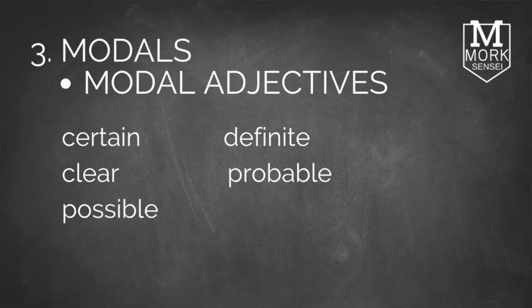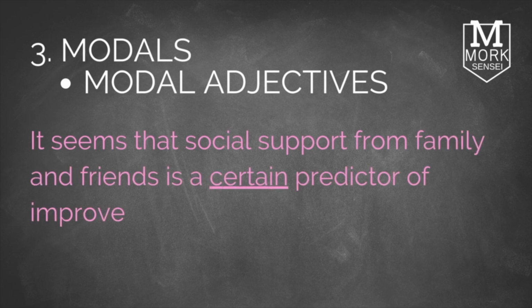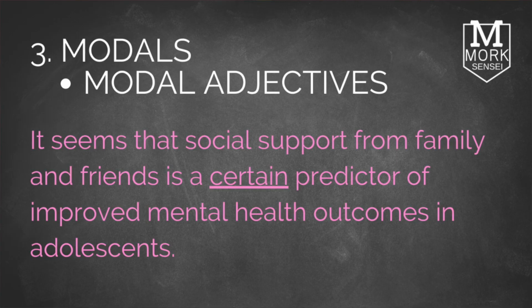The next type of modal is modal adjectives, which include certain, definite, clear, probable, and possible. Here are some examples. It seems that social support from family and friends is a certain predictor of improved mental health outcomes in adolescence.